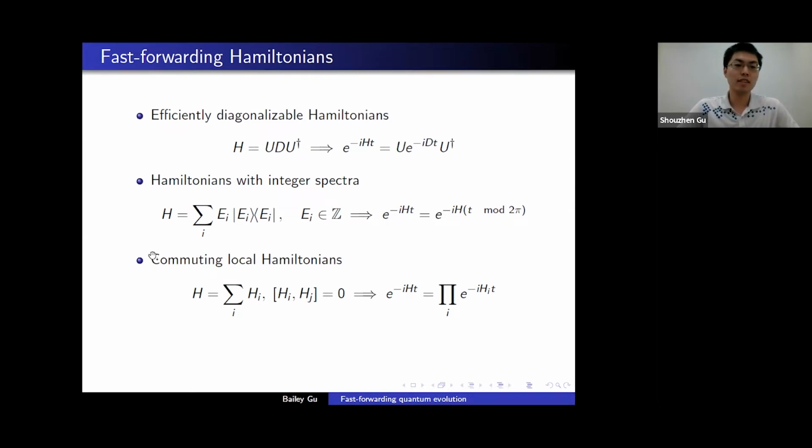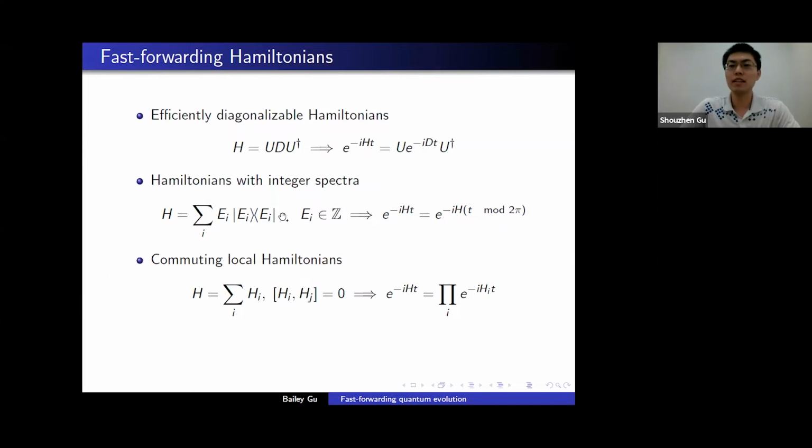And lastly, there's also the case of commuting local Hamiltonians, and this was also considered by Atia and Aharonov. So if the Hamiltonian is the sum of some commuting local terms, then the exponential of the Hamiltonian is just going to be the product of the exponentials of these local terms. And since each of these acts only locally, it can be implemented with constant cost. So the entire simulation is very efficient, even though t can be very large. So all of these are examples of fast forwarding.